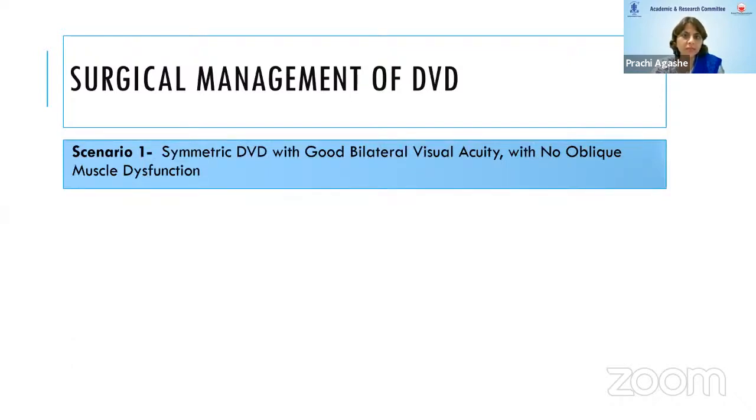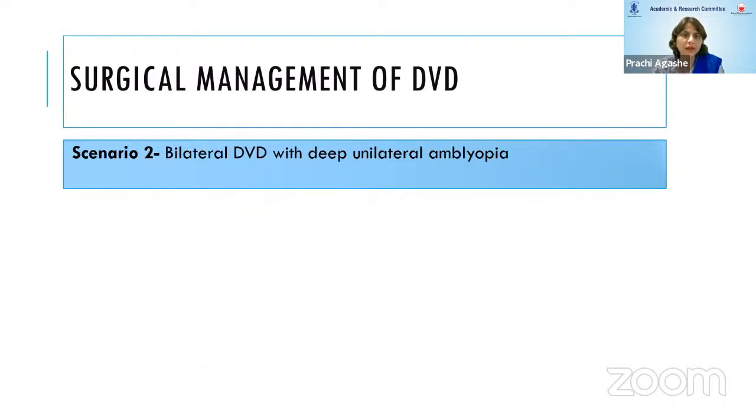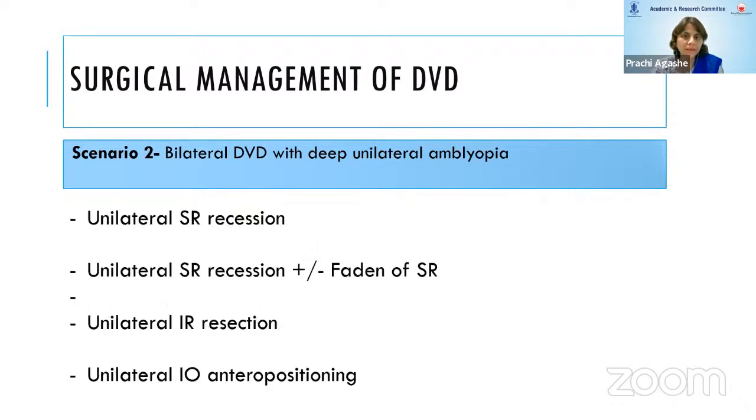Scenario 1 is symmetric DVD with good bilateral vision with no oblique muscle dysfunction. The superior rectus can be recessed with or without addition of a Faden. The inferior rectus can be resected. We can go in for bilateral IO antero-positioning even though there is no overaction, and a 4 oblique weakening procedure as suggested by Gillian.